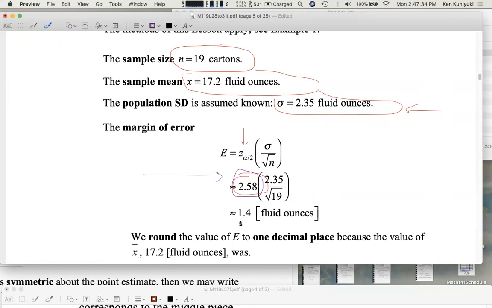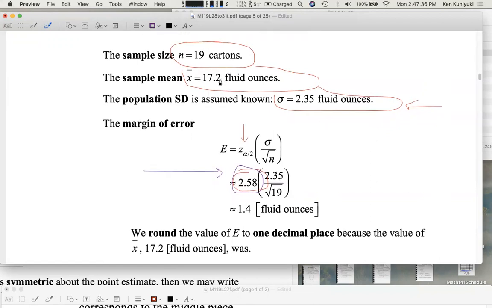So if you round off the margin of error to 1 decimal place, remember we round off to the same number of decimal places as x bar was given to. X bar was given to 1 decimal place. The margin of error is about 1.4 fluid ounces. Remember that if you want to be conservative, you could round up. So if this were 1.41, we could round up to 1.5, but I'll accept either. Here, we get 1.4.